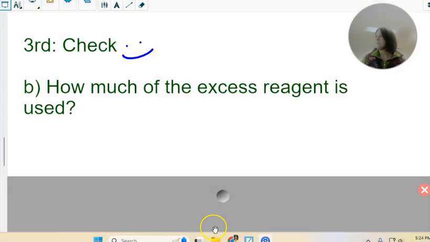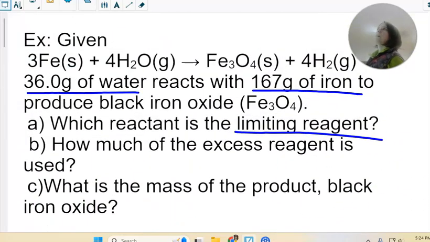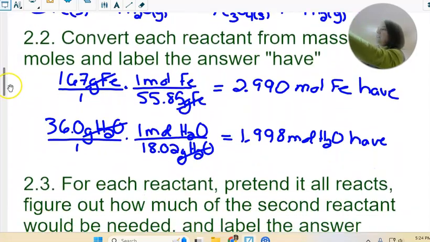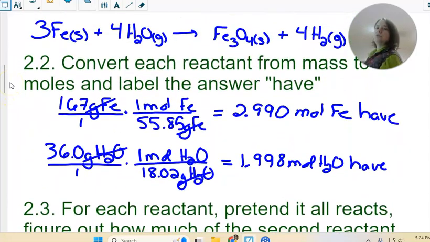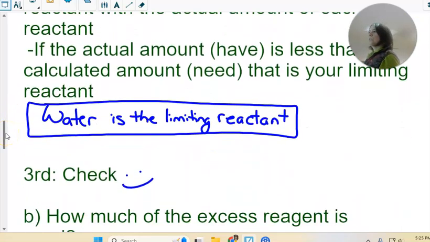And last time we were talking about limiting reagents, and we did a problem involving iron and water to make black iron oxide and give off hydrogen gas. And we calculated the limiting reactant by figuring out how many moles of each reactant we have and calculating if that much of one reactant reacted, how much of the other one would we need. And we did that twice, and that was our need. And then we compared those two sets of moles, and we figured out we didn't have enough water, so water is the limiting reactant.